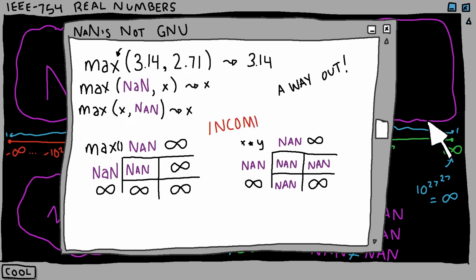Now, unfortunately, these two together are incomplete, meaning that there are some tables that I can't create just by combining them. And one way to see that is if we think of NaN as false and infinity as true, then the max function behaves as or, with the multiplication function behaving like and, and it's a classical result that those are not complete.